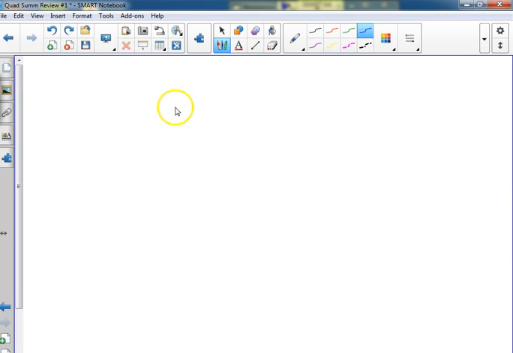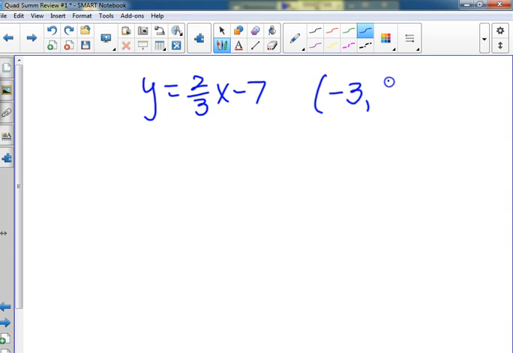Yes. So let's make up an example or two. y equals 2/3 x minus 7 and negative 3, 9. Okay, so here's my question. Write an equation of the line. Should we do parallel, perpendicular? Perpendicular to that through this point. So what would you do?